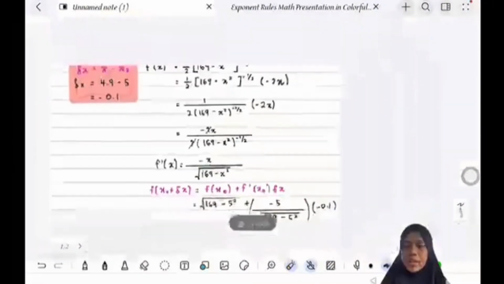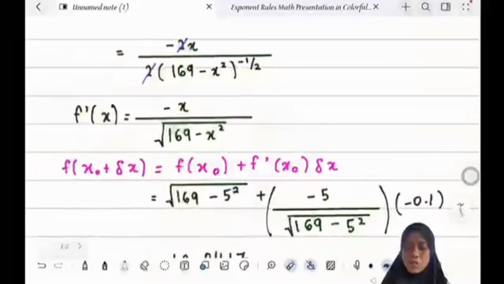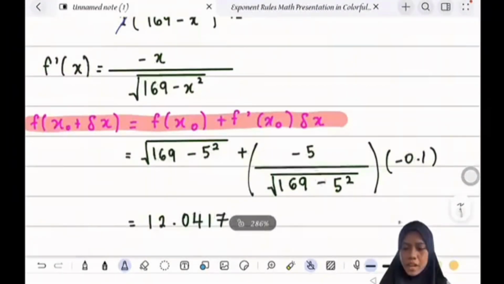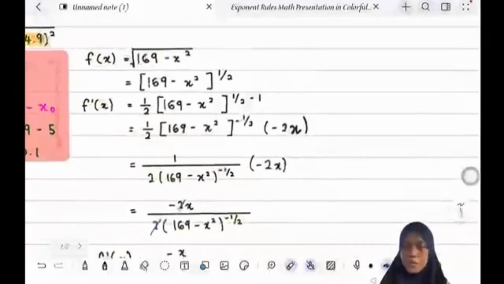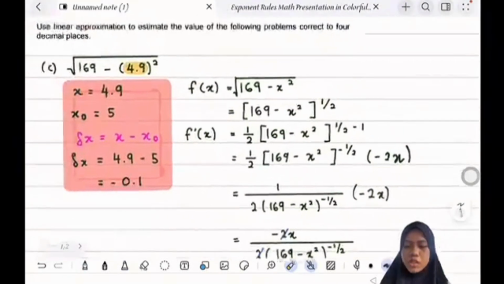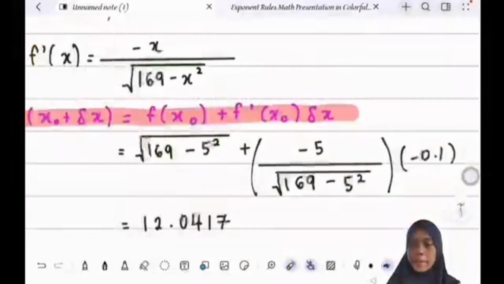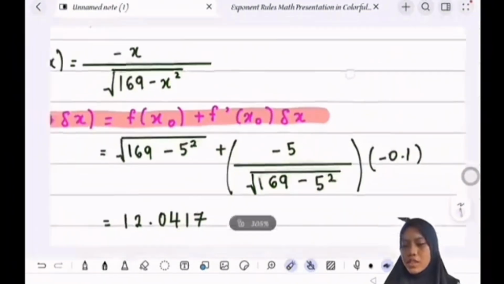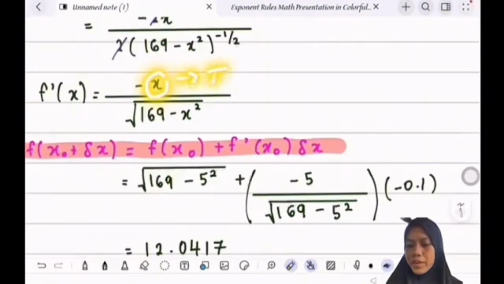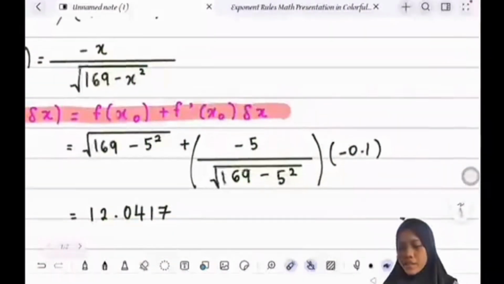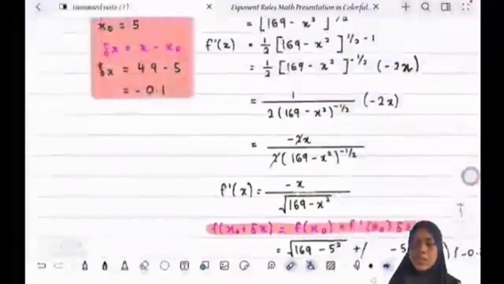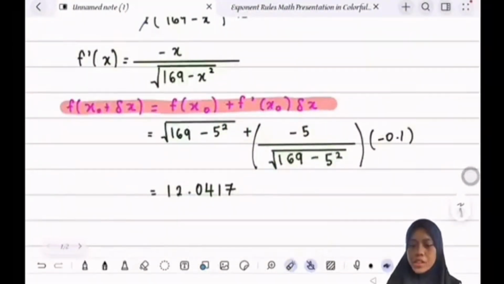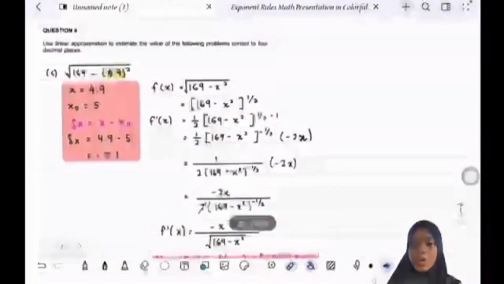Next, we can find the linear approximation using this formula. So, f of x naught, which is the value of x, here we need to change it to 5. For f prime of x, we put the x naught value inside, so we change the x into 5, like this, and times delta x, which we found is negative 0.1. So, our final answer is 12.0417. Make sure you round to 4 decimal places.